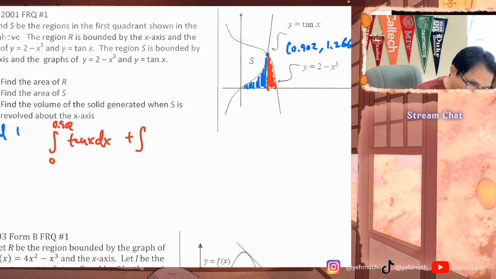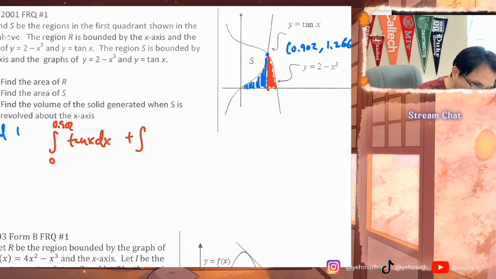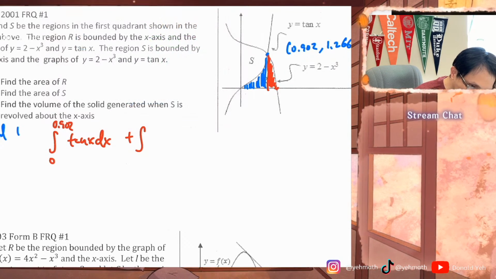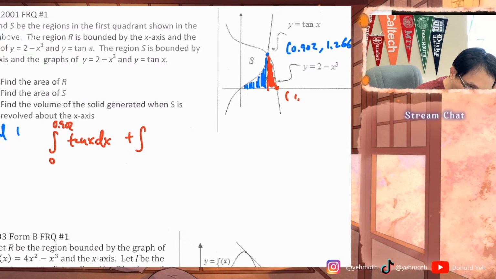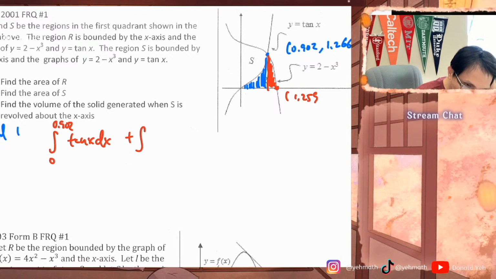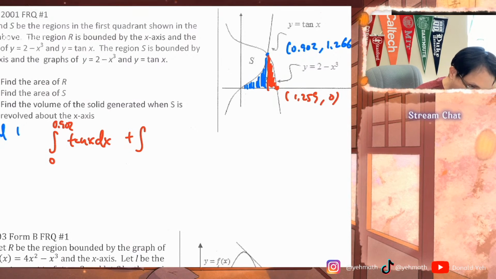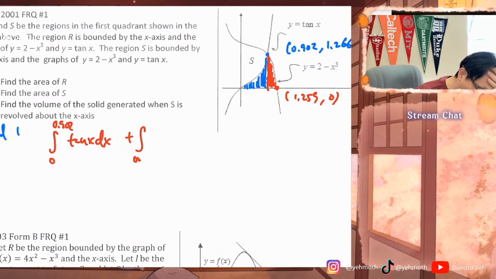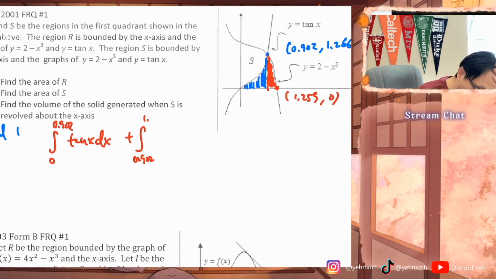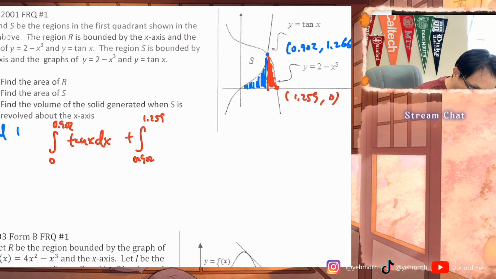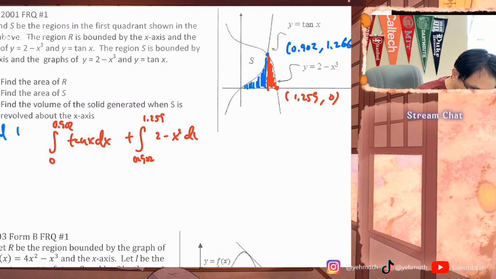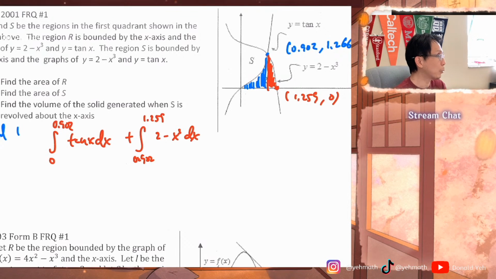Plus, now I have to find this x-intercept also. Can you tell me what the x-intercept is here? 1 point what? 259. And I don't really need the y value, that's 0 anyway. So it'll be from 0.902 to 1.259 of the cube root of 2 minus x, dx. And that's one way to approach it.